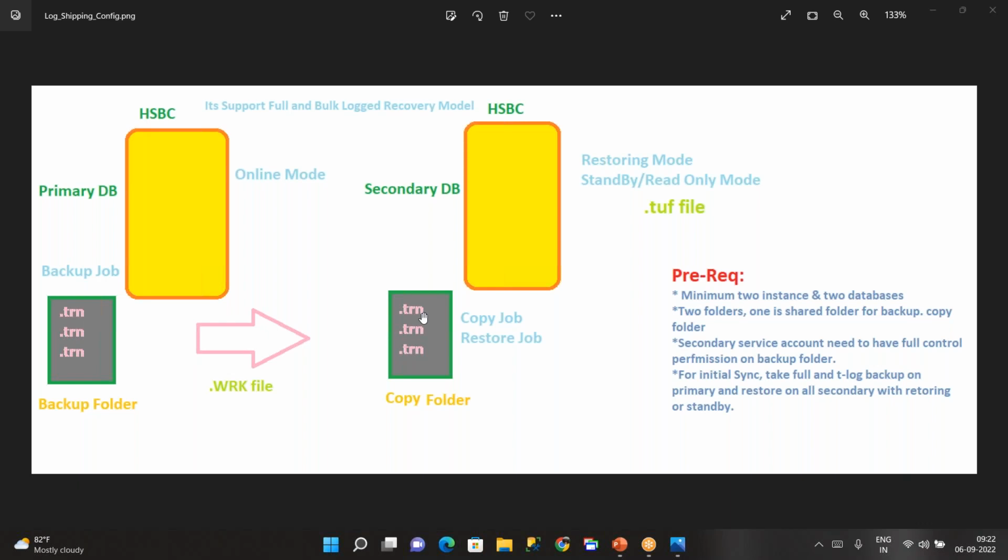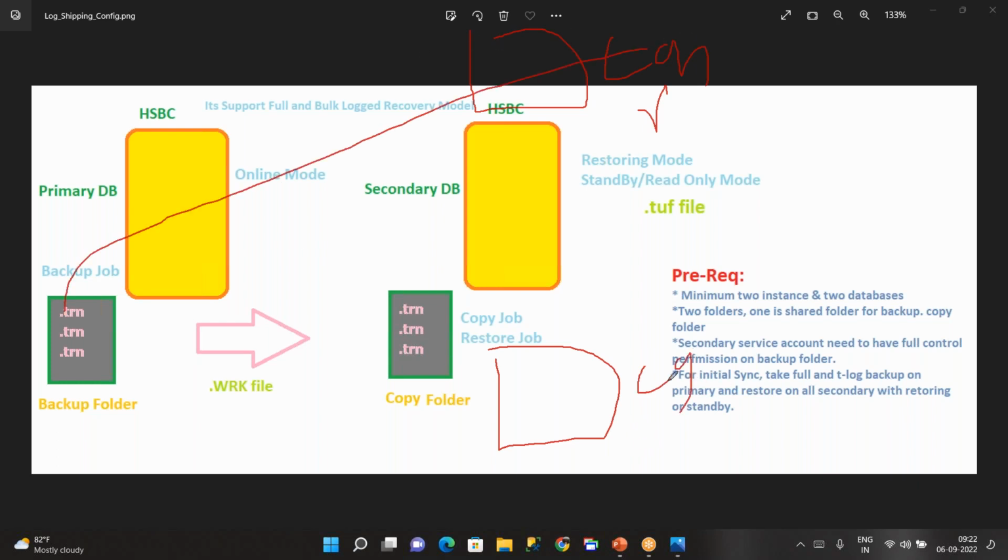Yes, exactly, sir. Every instance is independent, every database is independent. If that is the main reason, sir, I just drew this. If you have one more instance, here also copy job, restore job, here also copy job, restore job. So this copy job will take responsibility, this restore job will take responsibility to restore.